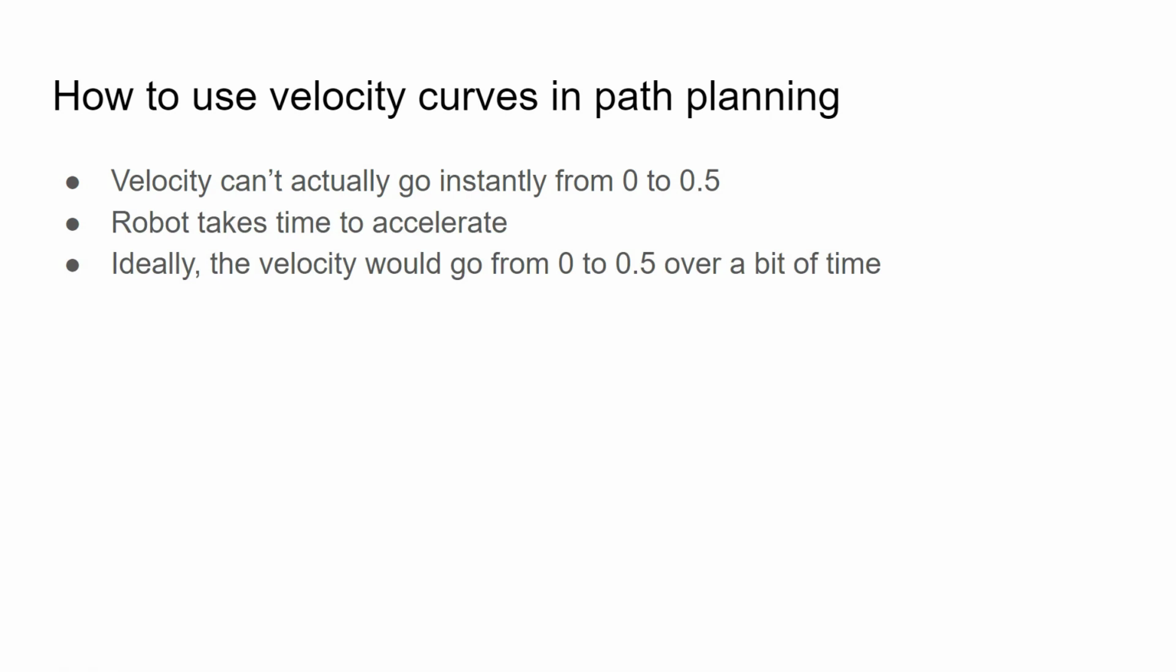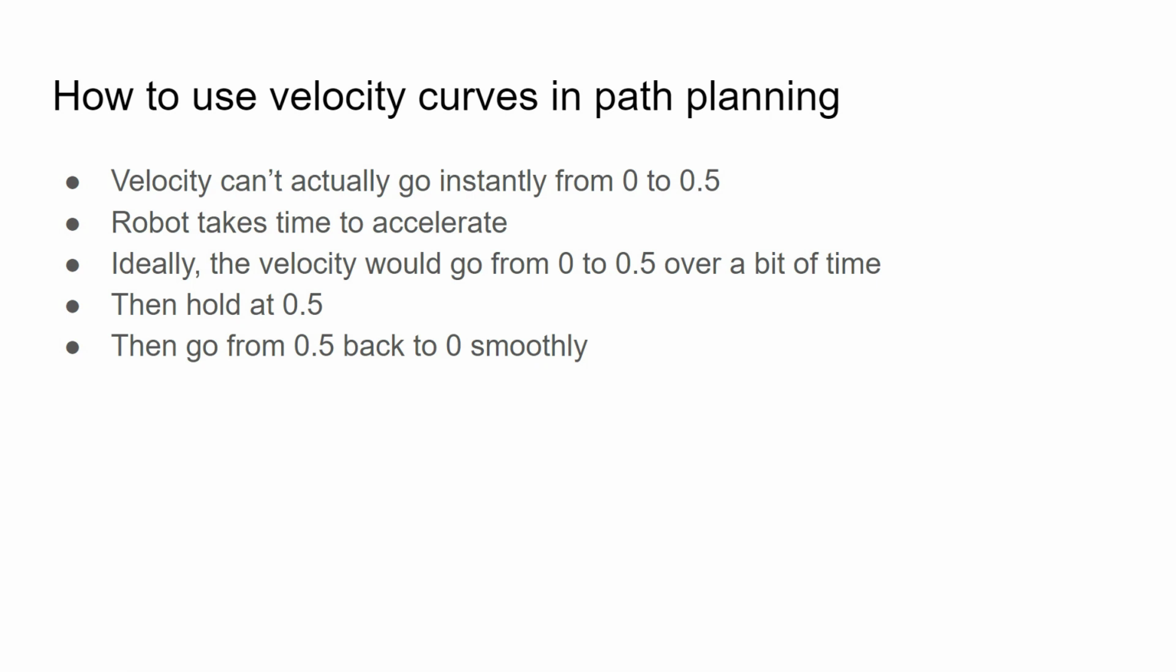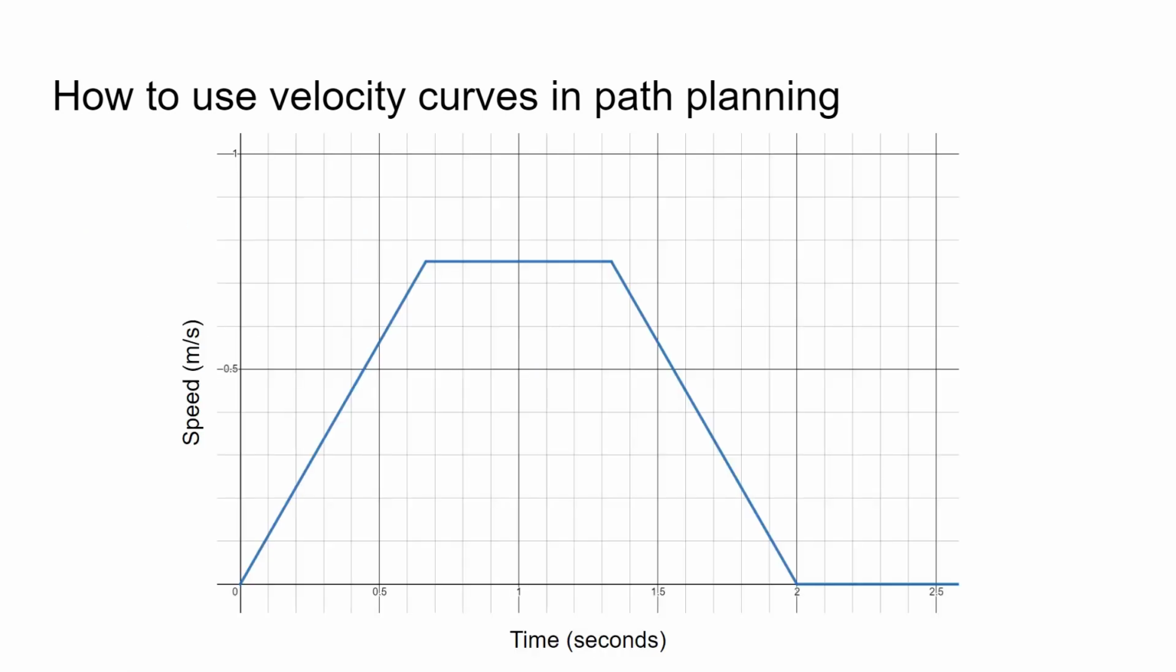We would like our velocity curve to tell our robot to go from 0 to 0.5 over some amount of time, right? We don't want to ask it to do it instantly because that's going to cause error. And like I said before, our goal is to reduce the error as much as possible. Okay, then we want it to hold at 0.5 and then go back from 0.5 to 0, again, over some amount of time. Because we can't brake instantly either. It takes some amount of time to slow down. So here is what's called a trapezoidal velocity curve. So you can see that our velocity here is going to start at 0, then it's going to linearly increase to some maximum value, some maximum speed.